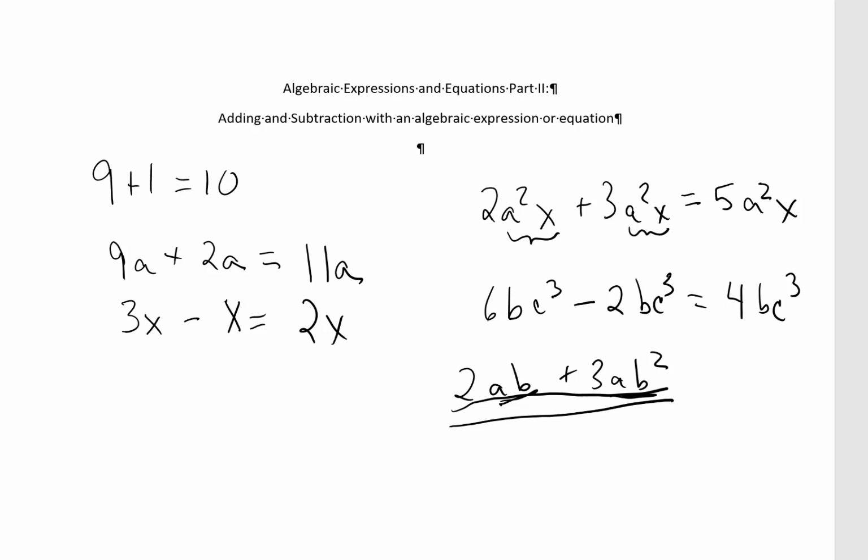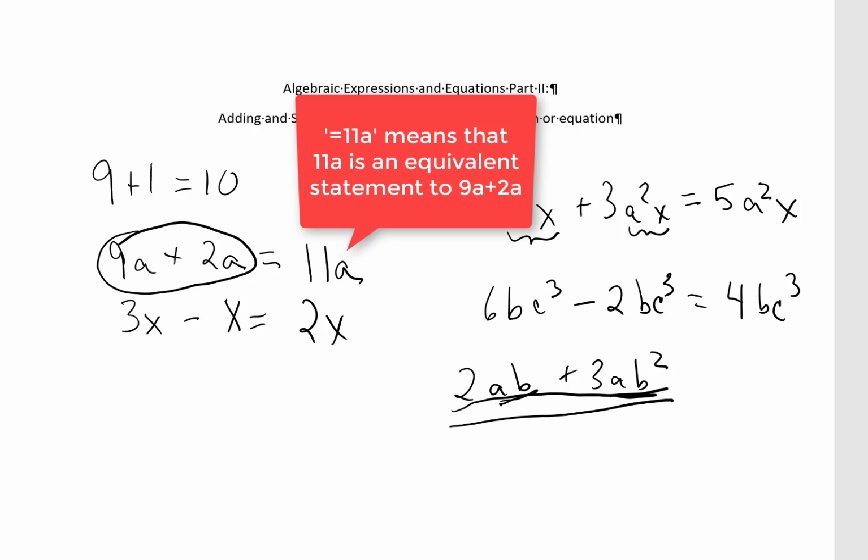Now, there might be some confusion. When I talk about an algebraic expression, this right here is an algebraic expression. I took that expression and I simplified it. That's why you see that equal sign. I took the 9 and the 2, added them together to show that I had 11a. This is not an equation. I'm not solving for a.